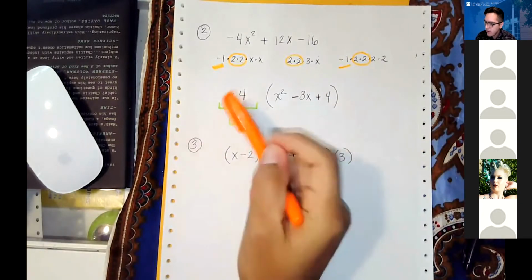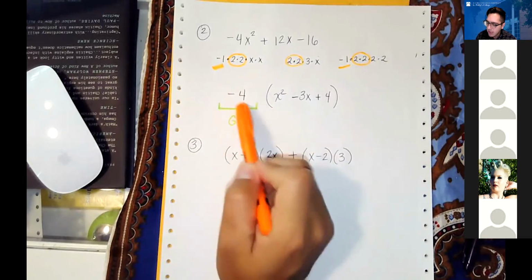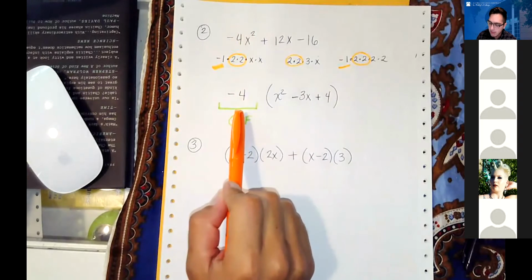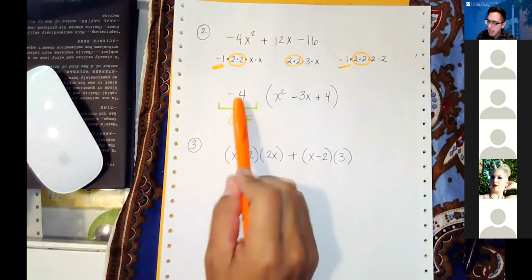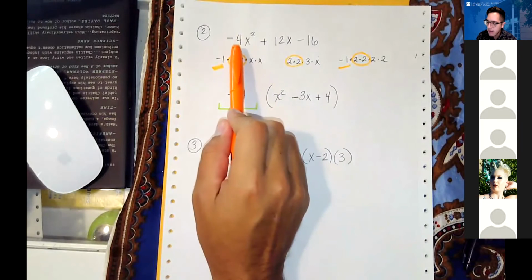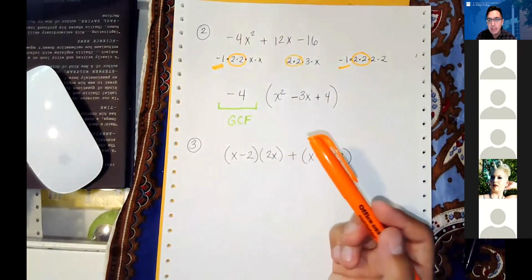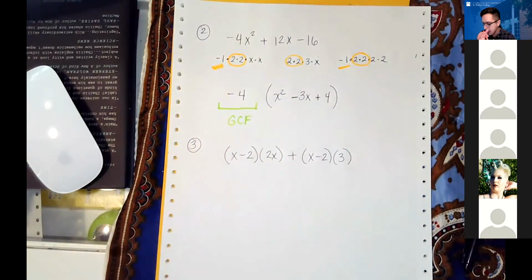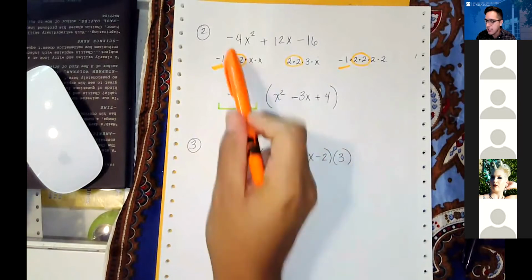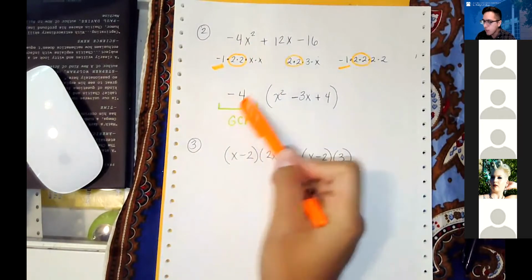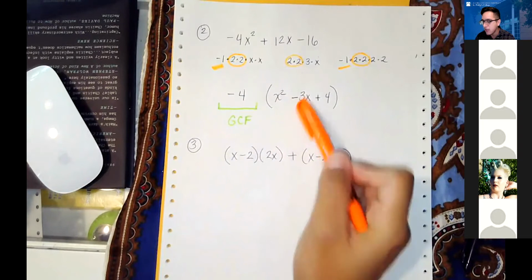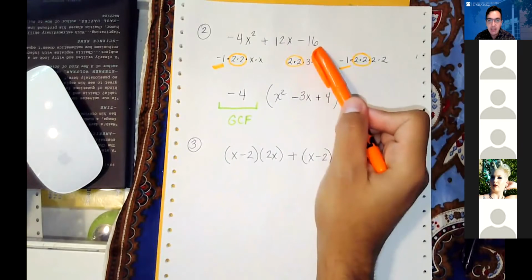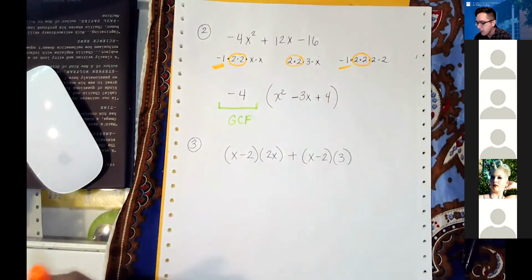The idea here is that whatever this term is on the outside, the GCF, because this is a negative first term, we're going to pull out the negative GCF. But when we multiply that back in, we need to get the original term back. So we'll have to flip the signs in some cases to make sure our signs are correct when we run through that multiplication. -4 times x squared is -4x squared. -4 times -3x, and negative times negative should give us this positive 12x. -4 times a positive 4 gives us our -16. So this is the correct factorization.